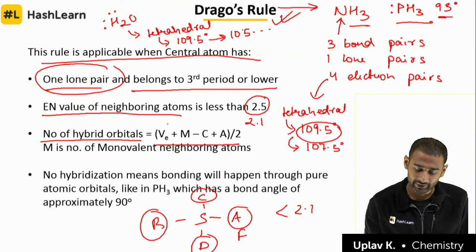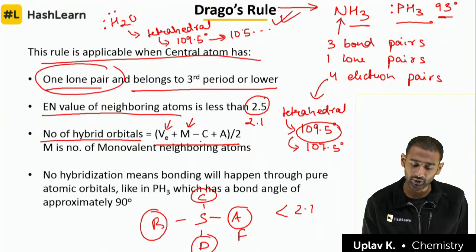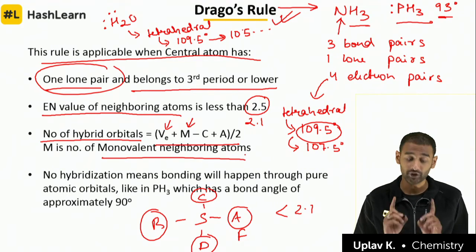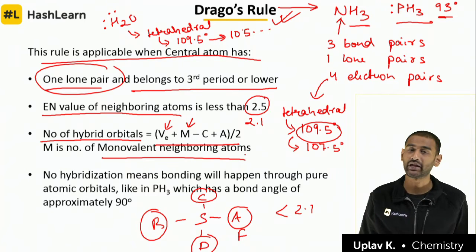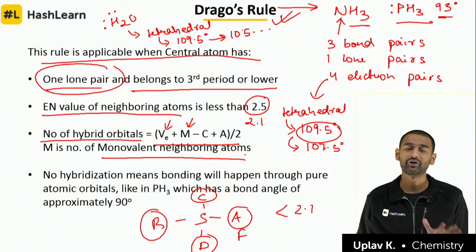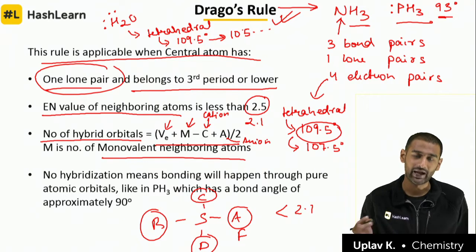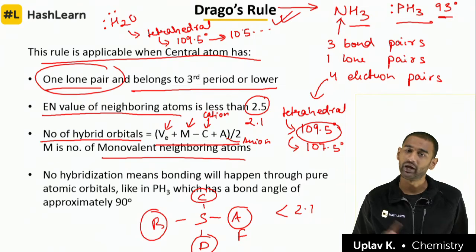Third, you can calculate the number of hybrid orbitals by using this formula. Now see what the formula is. This is the valence electrons. How many valence electrons are there? This is the number of monovalent neighboring atoms. Remember, monovalent. It's not divalent or trivalent. So if your central atom has an oxygen atom around it, we won't count that because it is a divalent atom. Fine. Now this is the charge on a cation, and this is the charge on an anion. That divided by 2 will give you the number of hybrid orbitals.